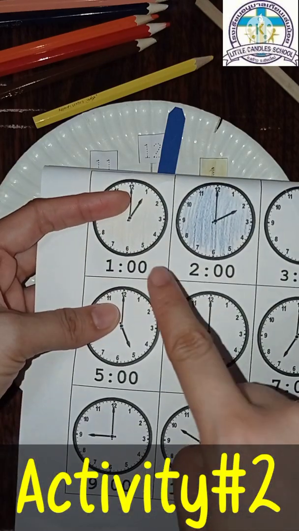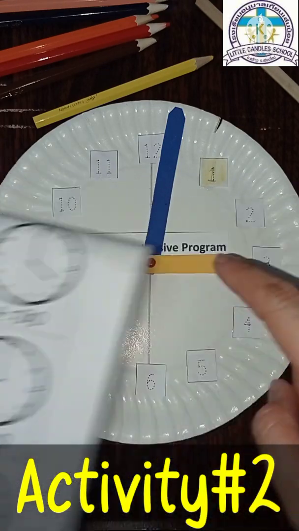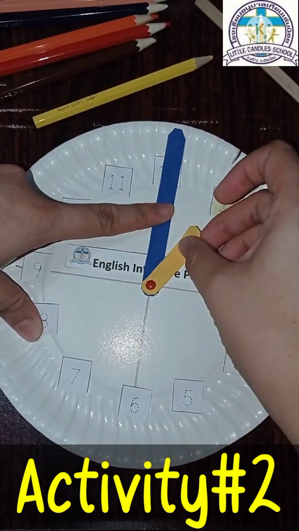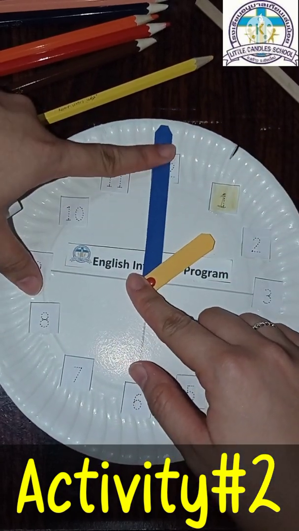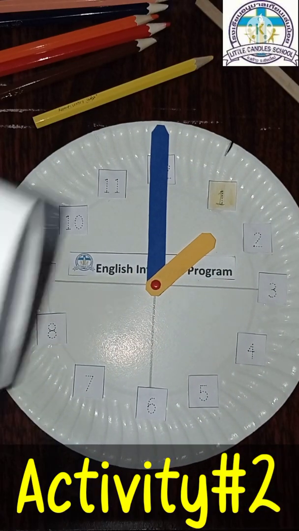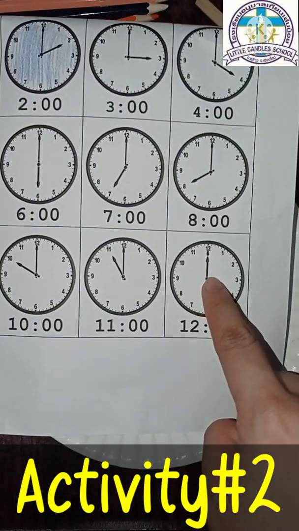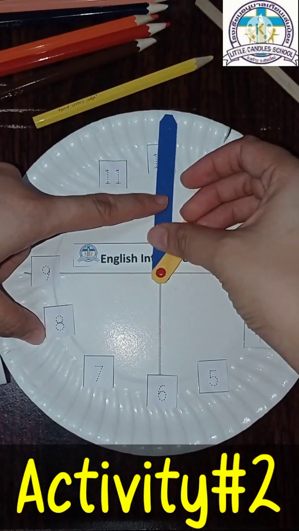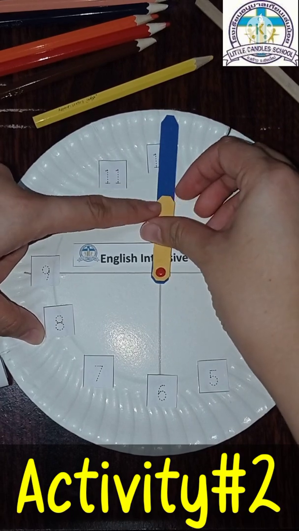For example, 1 o'clock. So where is 1 o'clock? Short hand on 1, long hand on 12. Okay? You have to test everything until 12 o'clock. Short hand on 12 and then long hand on 12.